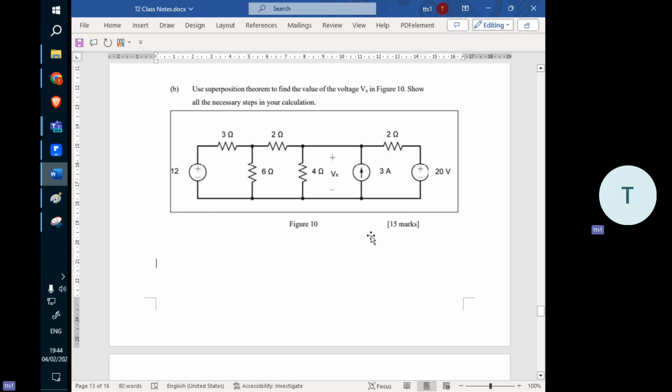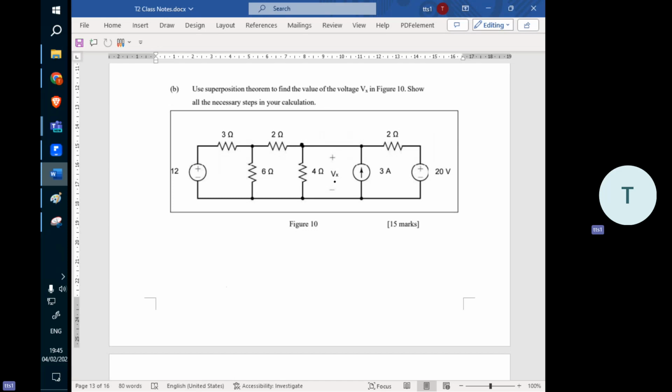All right, let's finish up the last question. Basically, what we need to do here is use the superposition theorem. Let me tell you what the superposition theorem is. You can see the Vx indicated here is what we want to find to determine the voltage across 4 ohm. The voltage across 4 ohm is Vx.